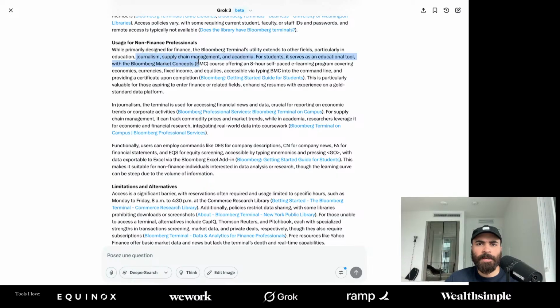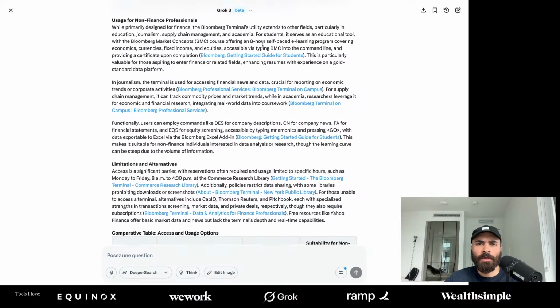Education, journalism, supply chain management, academia. So it's an educational tool with the Bloomberg Market Concepts course. 8-hour self-paced e-learning program covering economics, currencies, fixed income, and equities. Accessible via typing BMC into the command line and providing a certificate upon completion. Wow. This is particularly valuable for those aspiring to enter finance or related fields, enhancing resumes with experience on a gold standard data platform.